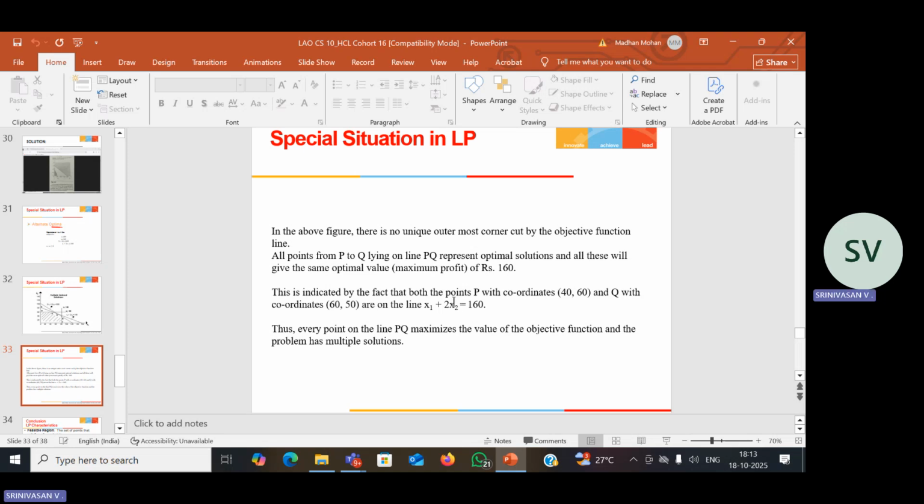So what's happening then? All points from P to Q lying on line PQ represent optimal solutions, and all these will give the same optimal value of rupees 160. So you have more than one. It is P and Q and more points between P and Q. That means it is not the only solution P alone or Q alone. You have multiple number of solutions. Thus, every point on the line PQ maximizes the value of the objective function, and the problem therefore has multiple solutions.